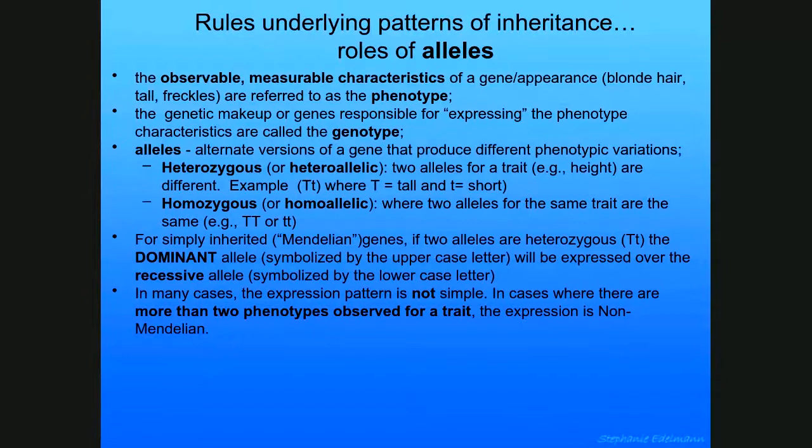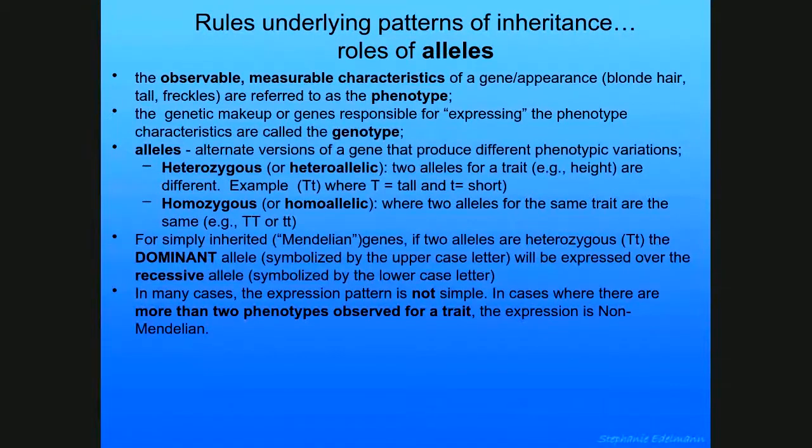So the observable, measurable characteristic of a gene, of an appearance, is referred to as the phenotype. So what it looks like, that's the phenotype. So blonde hair, tall, freckles, whatever. The genetic makeup that is responsible for this phenotype is the genotype. Those are the underlying genes. A phenotype is usually a word. A genotype is always 2 letters. Well, if it's 1 gene, it's 2 letters, because we're diploid, so you need 2 letters for this.